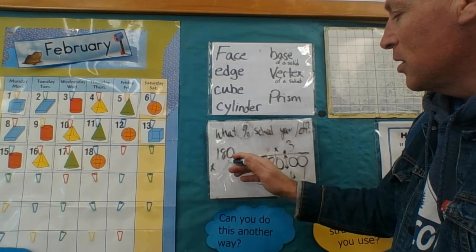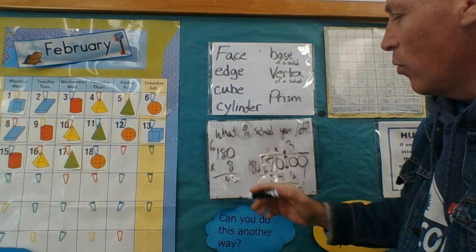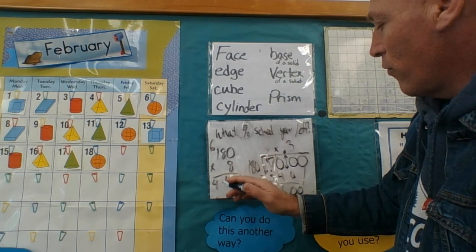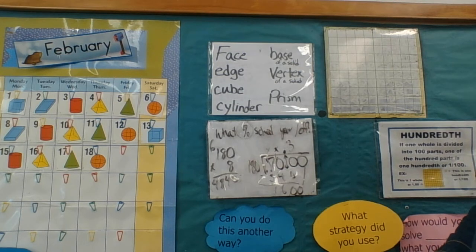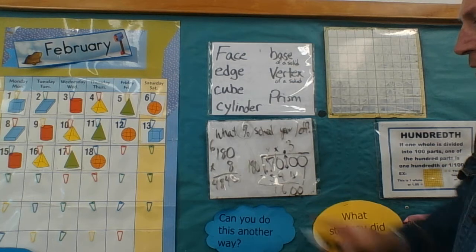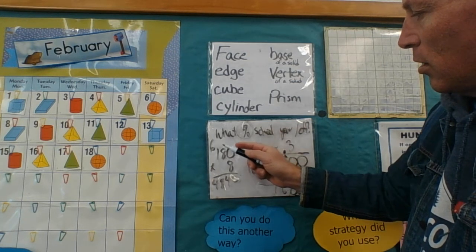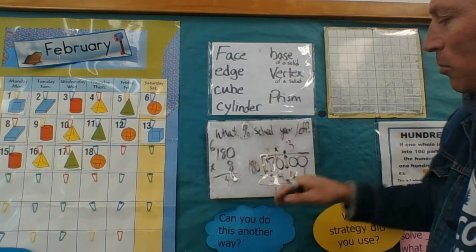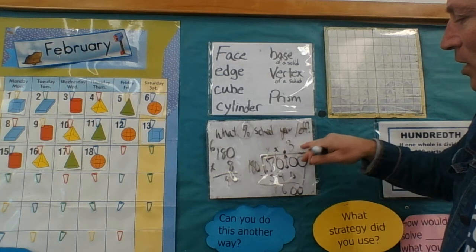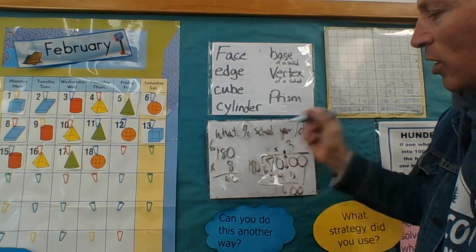2 times 8. So my estimation is 180 times 8. 0, 64, 48. Well, that doesn't work. What did I do wrong? Oh, I know what I did wrong. See, that's why it's good to do this on a scratch piece of paper, because if I would have done that here, then I would have this all messed up and I could get confused. So let's try this again.